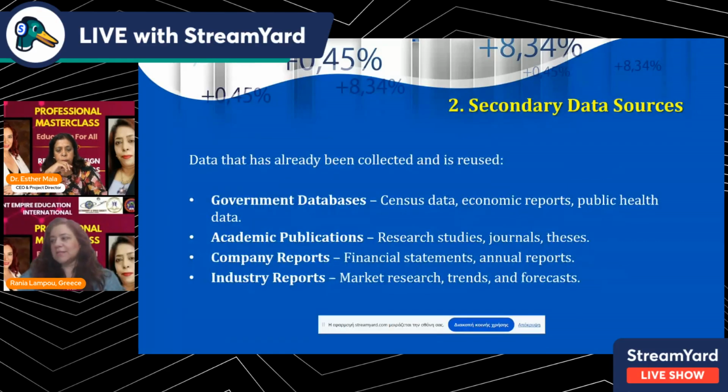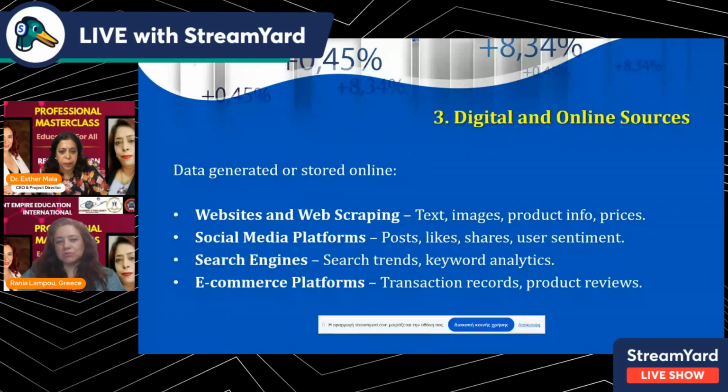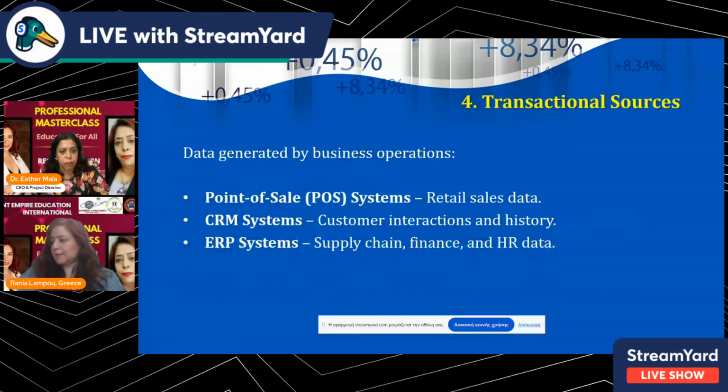And on the other hand, we have secondary data sources, data that has already been collected and is reused. That could be government databases, the census data, academic publications, research studies, or company reports, industry reports. In another presentation, I mentioned that sometimes we talk about gray literature. Gray literature contains this one, secondary data sources. And digital and online sources, it's data which is generated and stored online. And this includes, of course, websites, social media platforms, search engines, e-commerce platforms, etc.